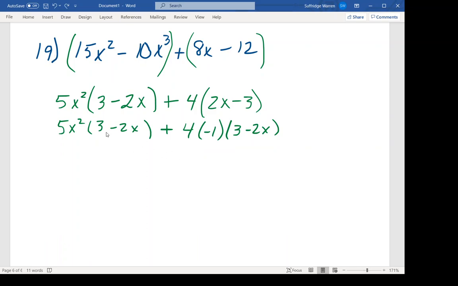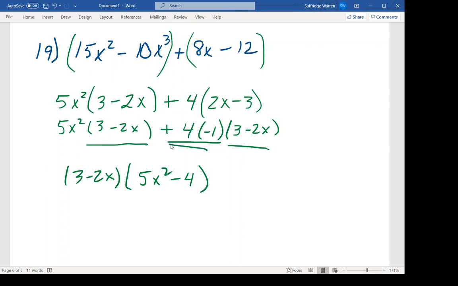So now we notice we have common factors of that binomial 3 minus 2x. So we can take that out, and that's just like you were doing before in the last few days. We've got the 3 minus 2x, and then what we have left here is 5x squared, and here we have plus 4 times -1, which gives you minus 4. So that is your factorization of this polynomial that you started with. All right?